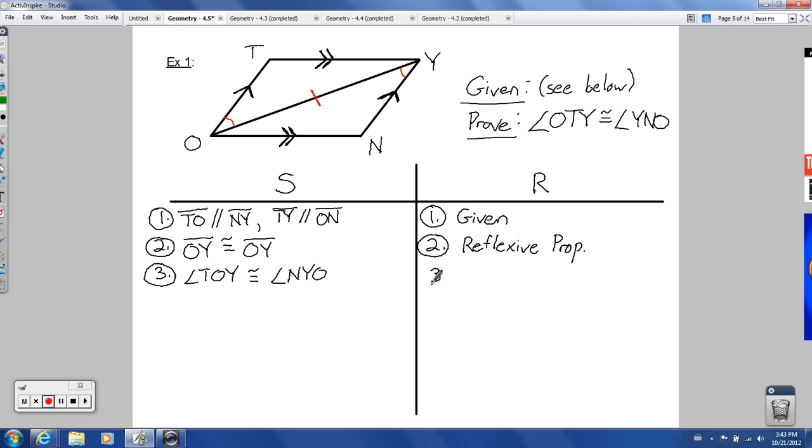NYO. This is true by alternate interior angles. So this one to me, OY congruent to OY, that was most obvious first to me. And then this was next most obvious to me. And I look at this, and do I see anything else?